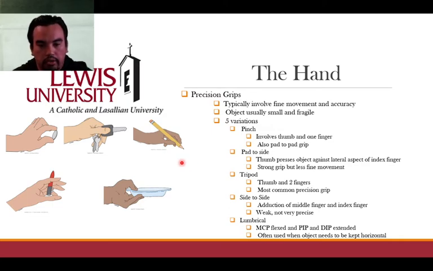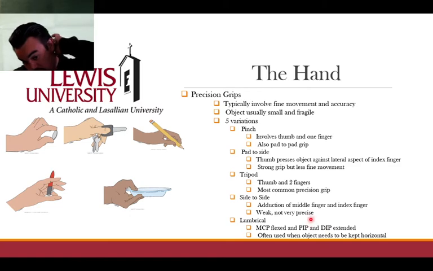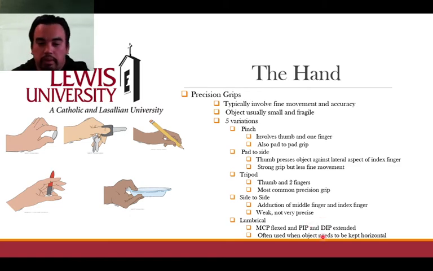The tripod grip, that's like our pencil grip. That's a thumb and the first 2 fingers. It's the most common precision grip that we use. We have a side-to-side grip, which is adduction of the middle finger and index finger, and it's weak and not very precise at all. And then the lumbrical grip, which is metacarpal phalangeal flexed, and the proximal and distal interphalangeals are extended, and it's often used when an object needs to be kept horizontal, like holding a plate.